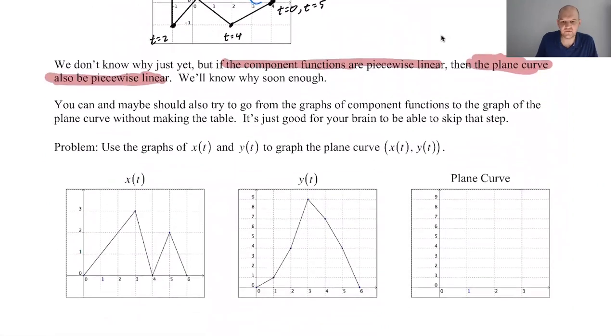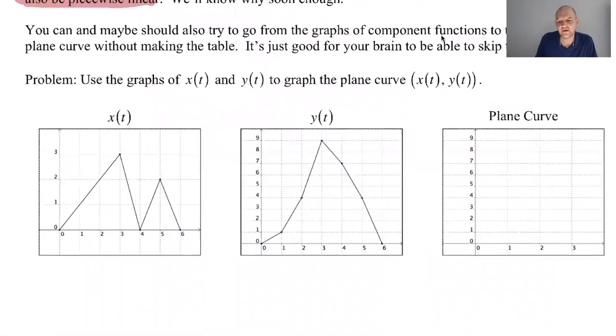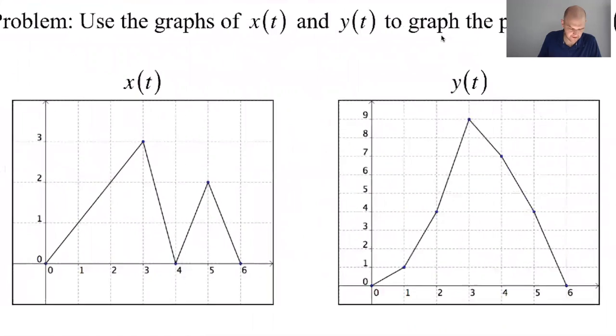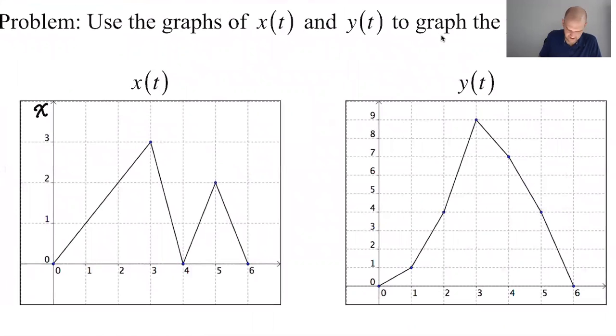So let's see if we can do one more. So we don't have a table. Do we need a table? If we need a table, we'll make a table. I think we don't necessarily need one because when t is 0, we can see that x, well, let's label these up. This is the x-axis. This is the t-axis. This is the y-axis.